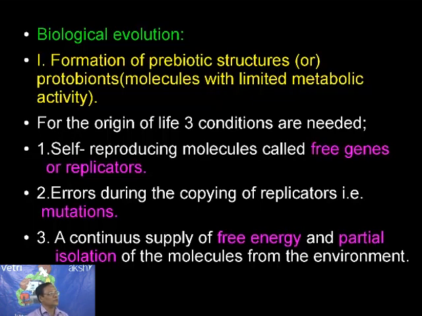So the second event. First, we have the raw material, namely the free genes or the replicators. While these molecules are undergoing the replication process, while copying themselves, some sort of error must occur. Only then can we get a new genetic material. And that error is nothing but mutation.